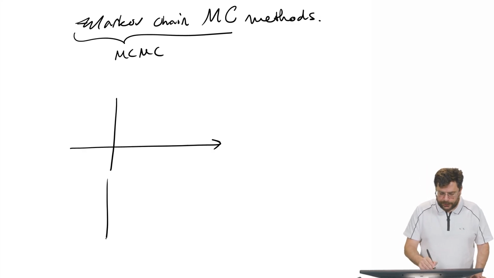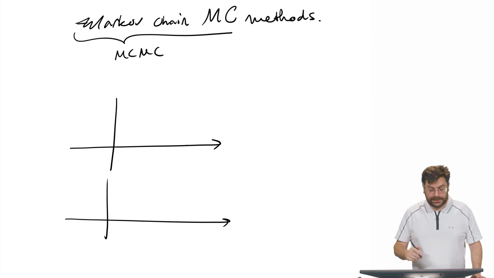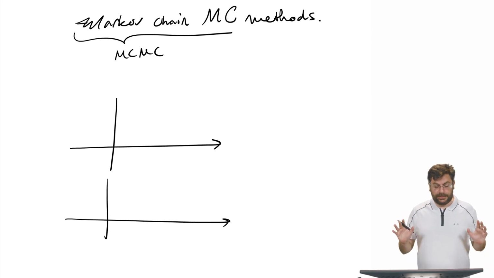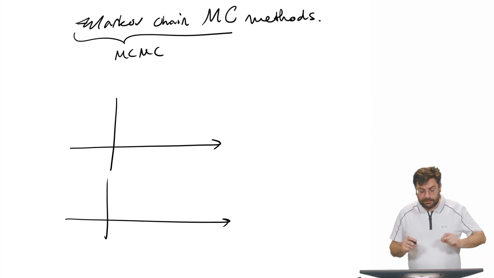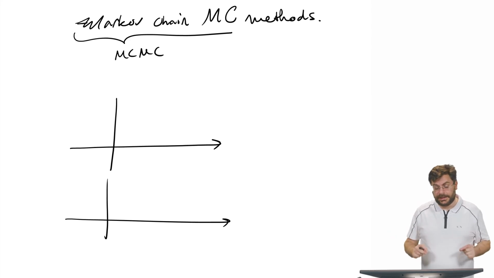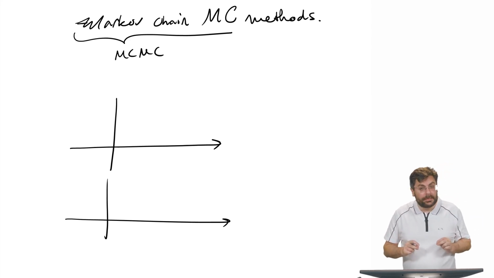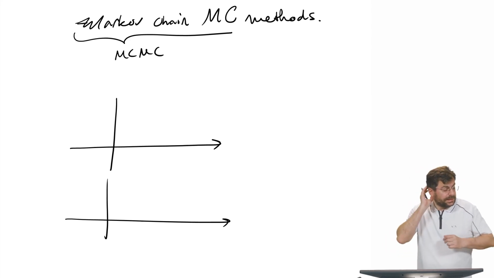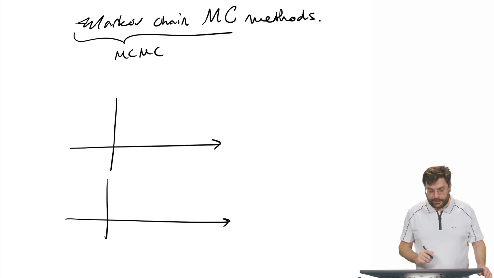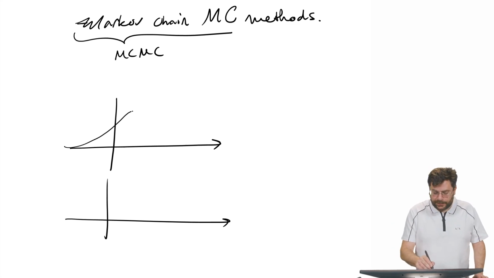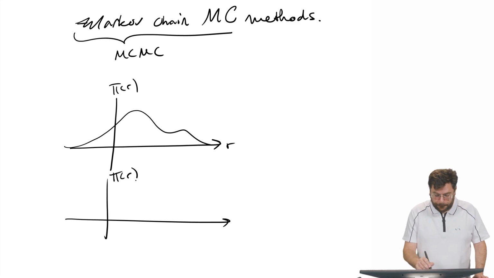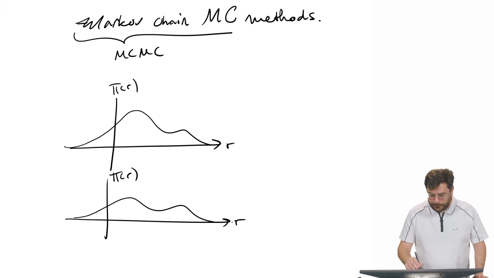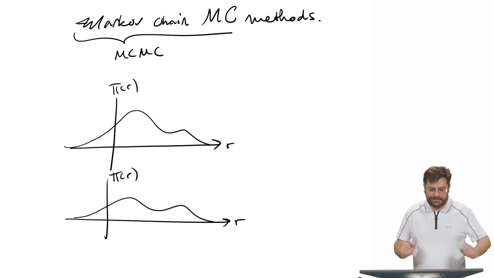Let's quickly review the advantages and disadvantages of general MC methods, I should say, that draw independent samples, and MCMC methods, which, as we will see, do not draw independent samples. So suppose that I have a distribution that I'm trying to draw samples from, and this will be pi of r versus r. It's supposed to be the same pi of r.